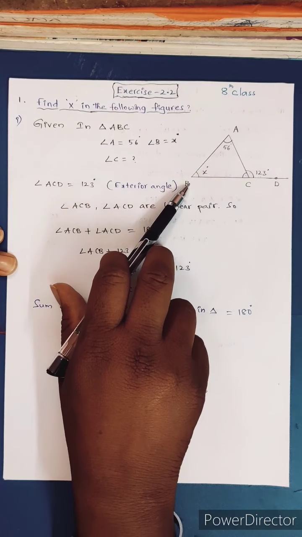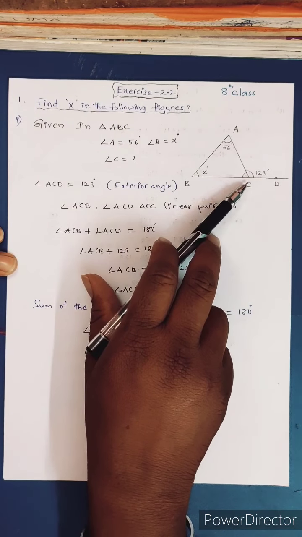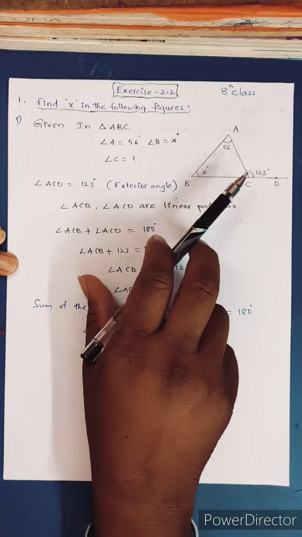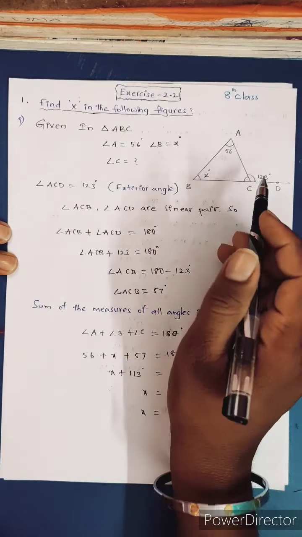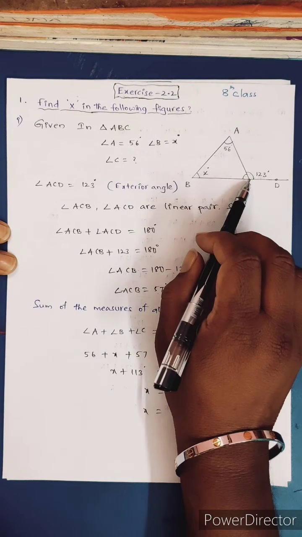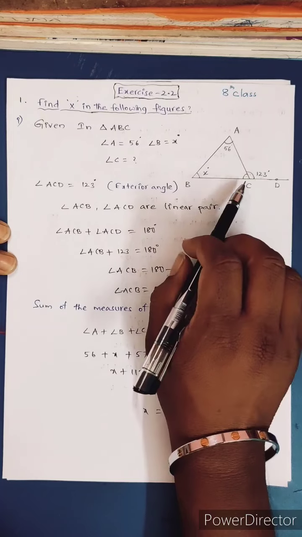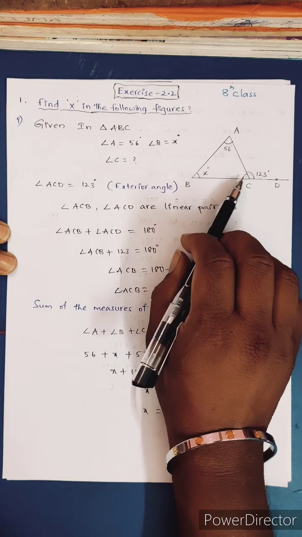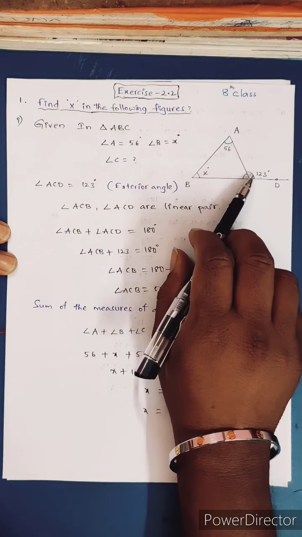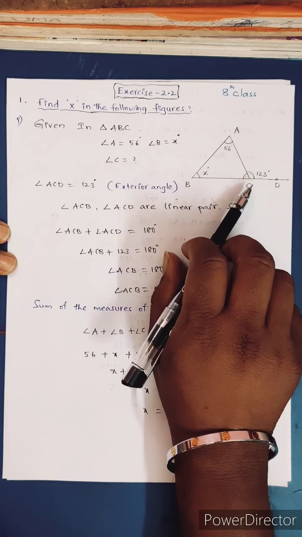Angle A, angle B, angle C. We have only angle A; angle C's value we don't know. Now, here at point C, on a line, there are two angles. One is an interior angle, another is an exterior angle. Such angles are called a linear pair.